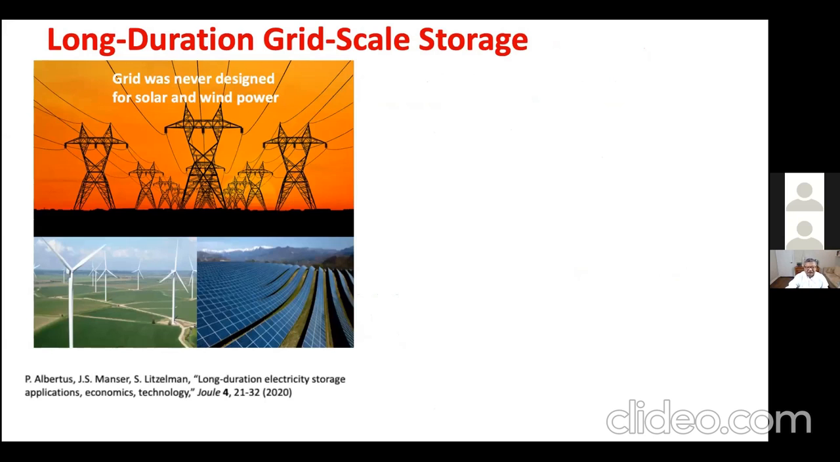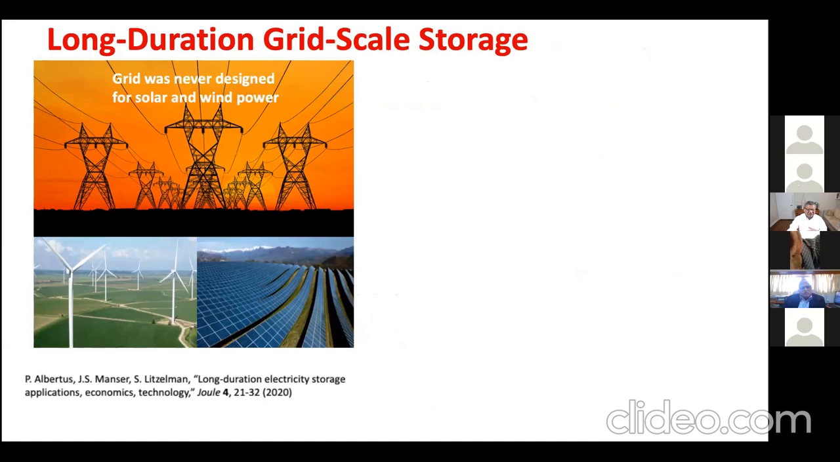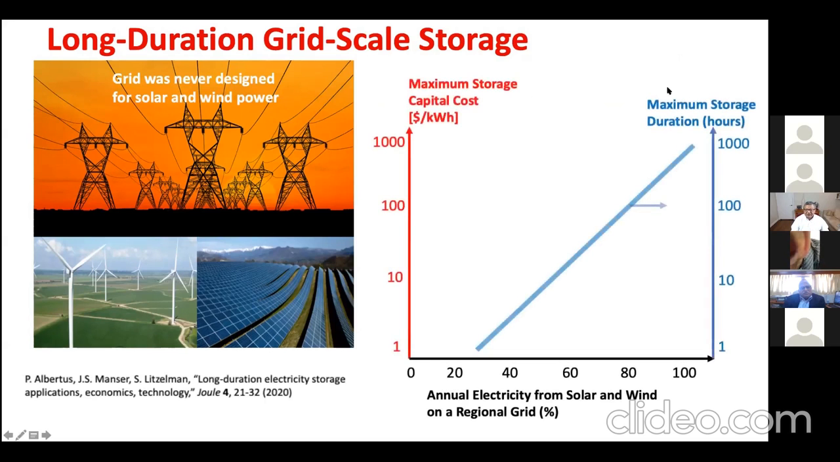The grid was never designed for wind and solar. I know there's a huge amount of wind and solar going into the grid now. It's still a small percentage, but the direction is very clear. There'll be hundreds of gigawatts being installed onto the grid worldwide, and the grid was never designed for it. So naturally, if you want to compensate for the fluctuations of solar and wind, you need storage. The more the penetration of solar and wind, today we are at about 20%, 25% or so in many parts of the world, and you need a few hours of storage. As you go to 80% penetration, which a lot of people think is possible, you'll need 100 hours or hundreds of hours of storage at a time.